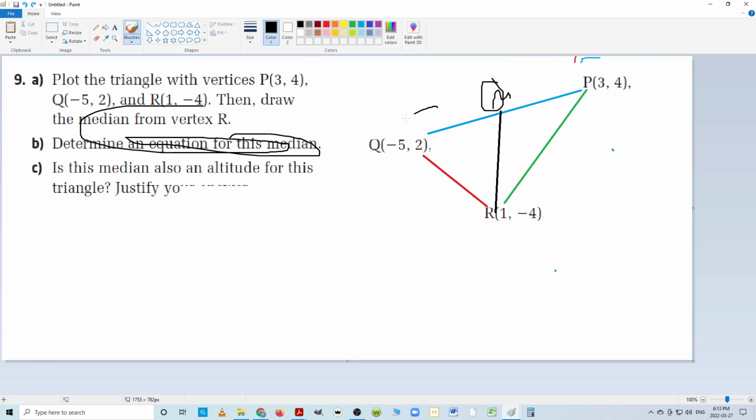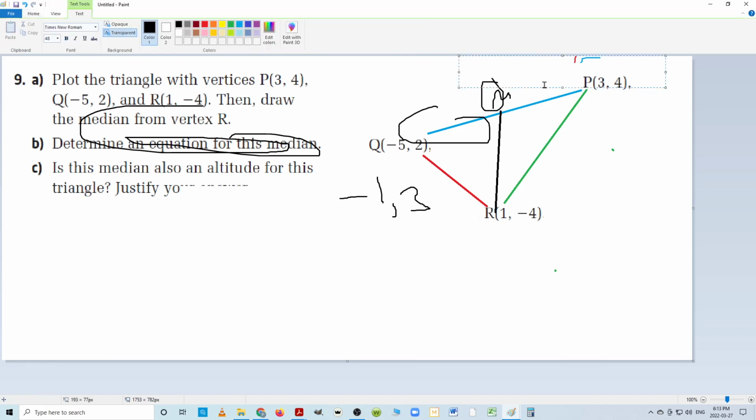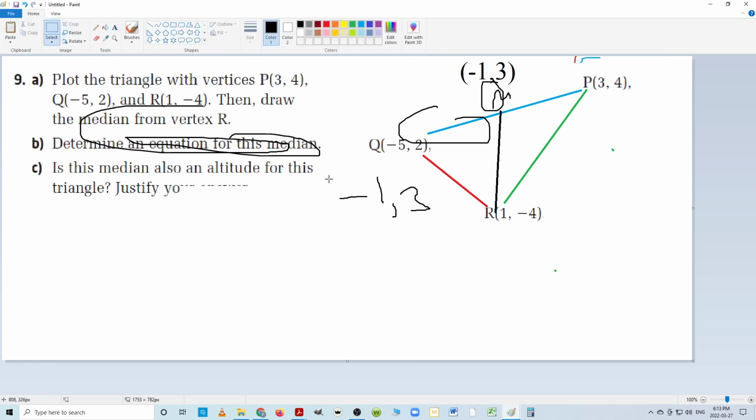The midpoint between these 2 points uses these 2 points. It's 3 plus minus 5, which is minus 2 divided by 2, which is minus 1. 4 plus 2 divided by 2, which is 3. So that means the midpoint up here is minus 1 comma 3. Just use your midpoint formula to figure it out. Now I need to figure out the slope of that black line, which is between R and my M here.